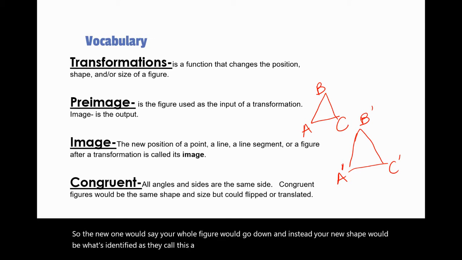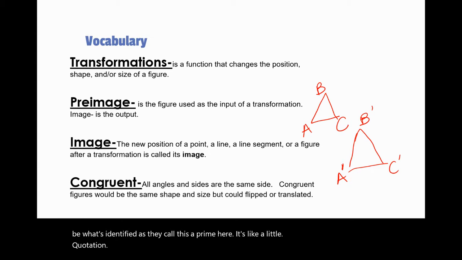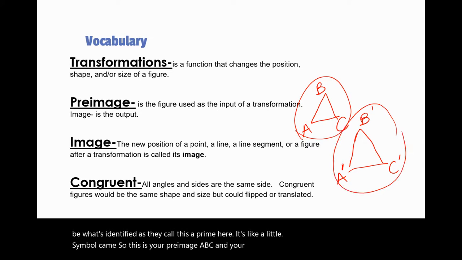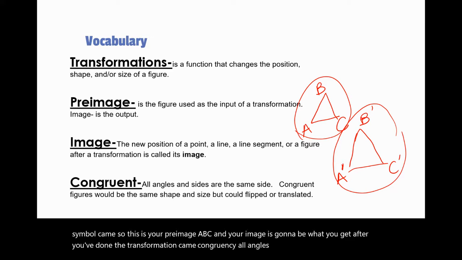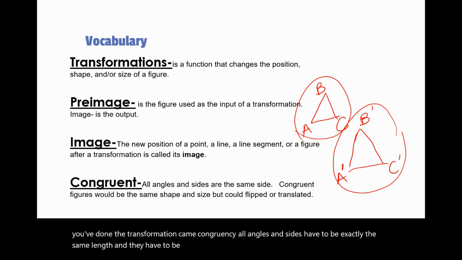And your new shape would be what's identified with a prime, a little quotation or symbol. Okay. So this is your pre-image, ABC, and your image is going to be what you get after you've done the transformation. Okay. Congruence: all angles and sides have to be exactly the same length, and they have to be the exact same measurement for the angles.